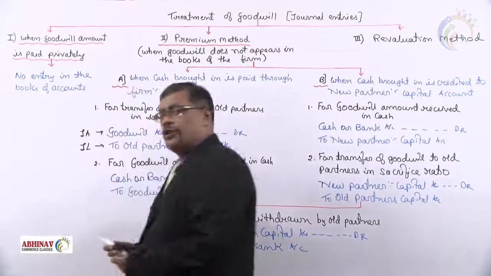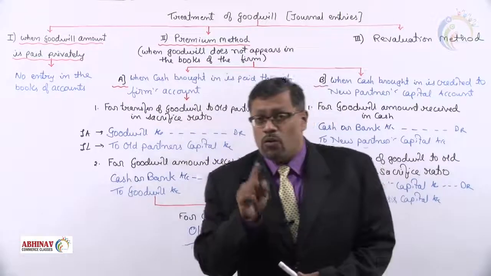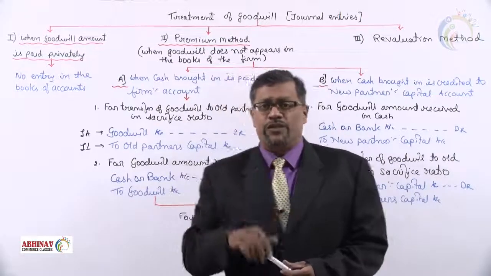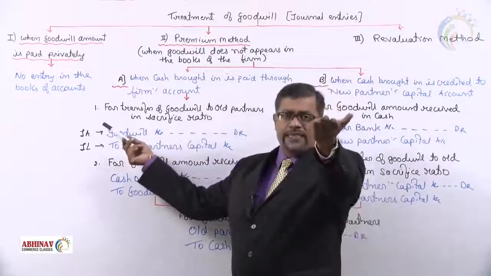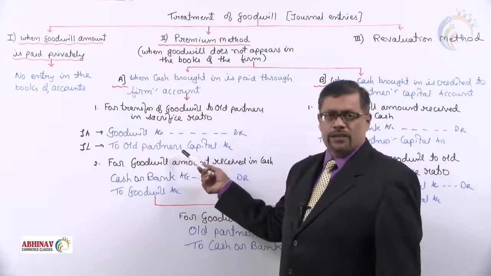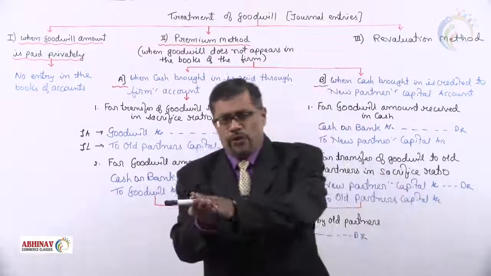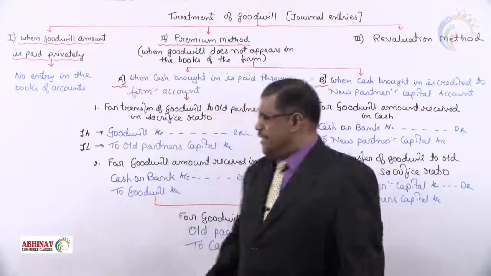This is the way how you should remember the entries. Why debit and why credit? You should know the reasons for that. Why goodwill account debit? On valuation, the goodwill has increased. Why capital account credit? When you transfer goodwill to capital, capital will automatically increase.